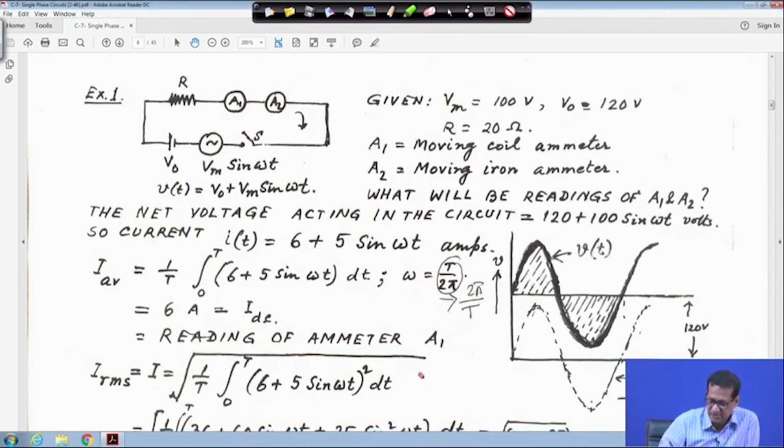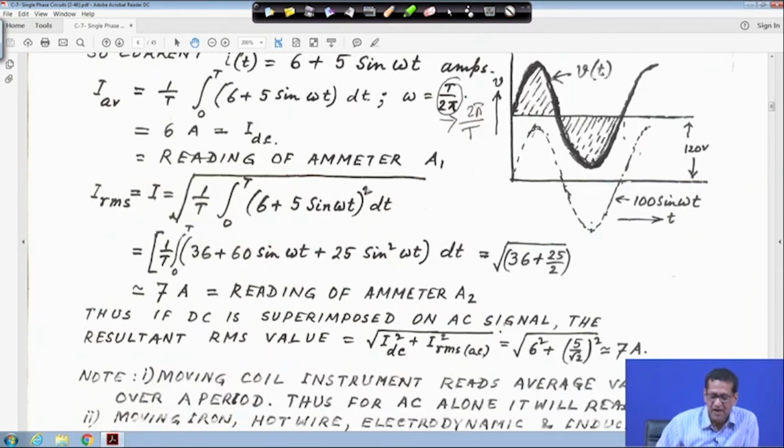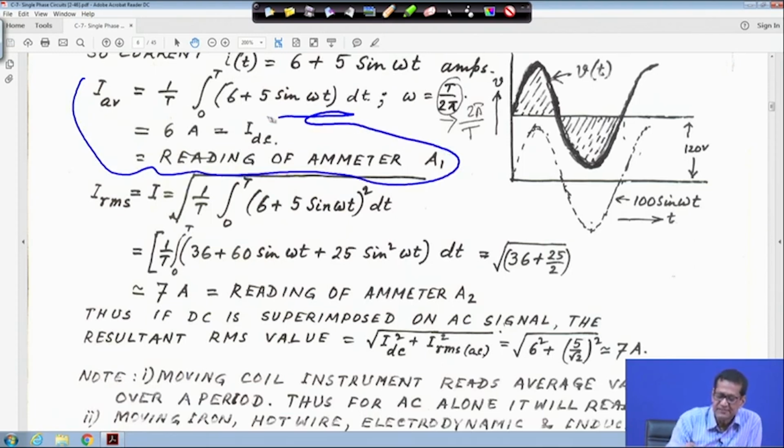Now the diagram will come later. This portion is the reading of ammeter A1, which is DC, and A1 will read 6 ampere. Now come to the RMS value. In this case I is equal to the square root of 1 upon T, integral from 0 to T of 6 plus 5 sin omega t whole square, dt, because I is equal to 6 plus 5 sin omega t.